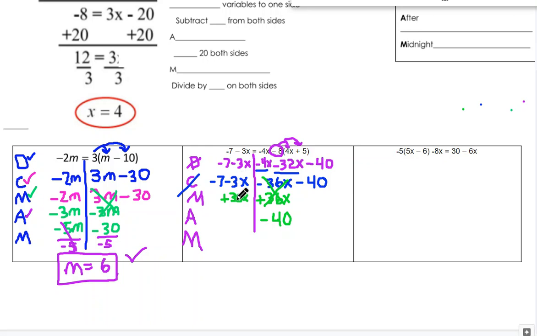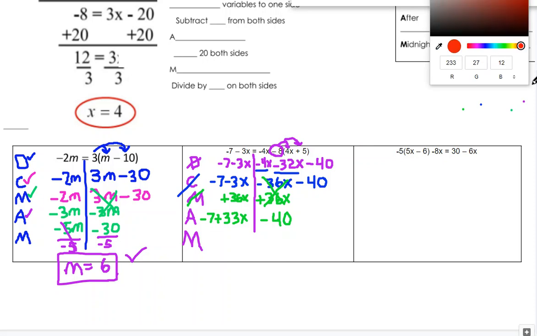So negative 3x plus 36x will give me 33x. And I still have this minus 7 on this side, so I'm going to bring that down. This 33x would now be positive, so I'm going to put a plus between those two. And now I'm done with moving my variables to one side.